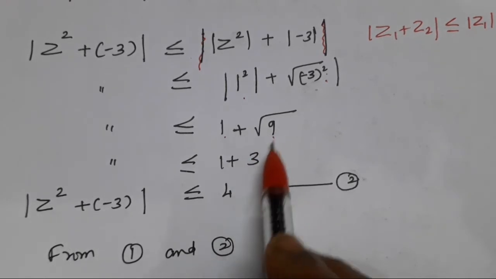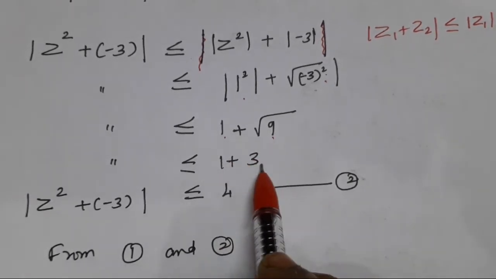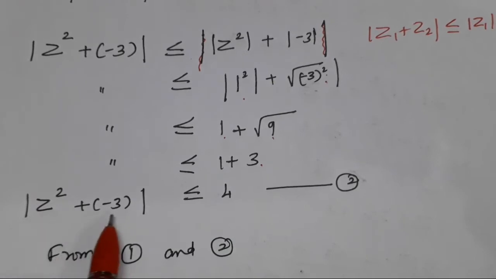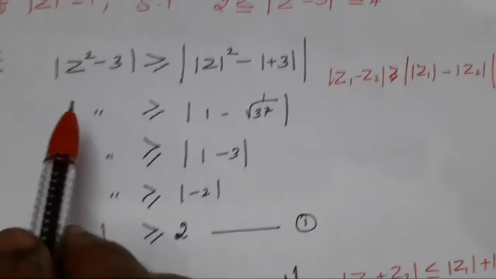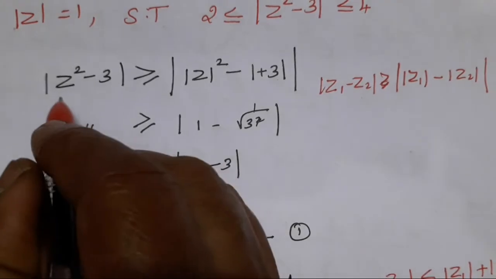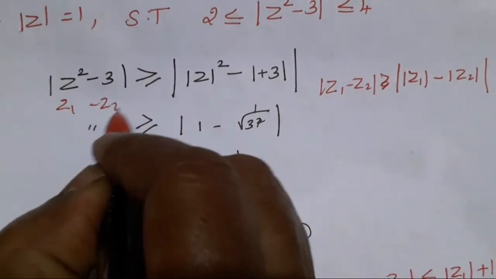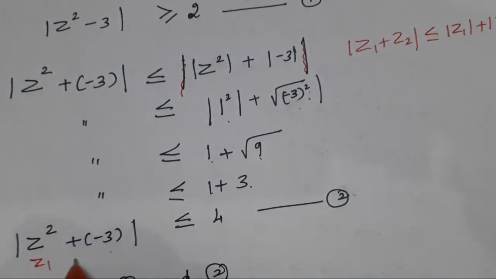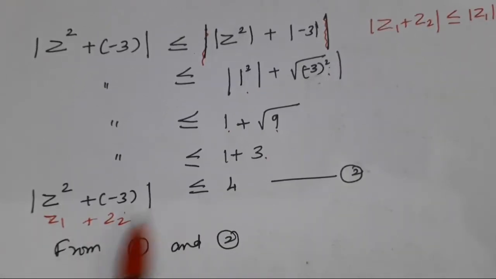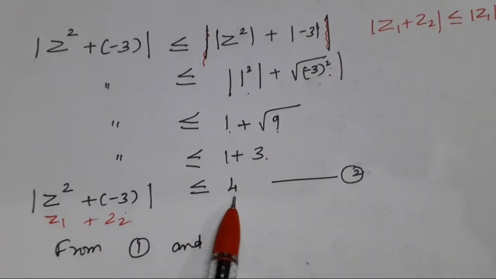Taking the square root of 9, it will become what? 3. So 1 plus 3. Therefore, z square plus minus of that is z1 plus z2. This is z1 minus z2. Here z1 plus z2. We get, that is nothing but, less than or equal to 4.